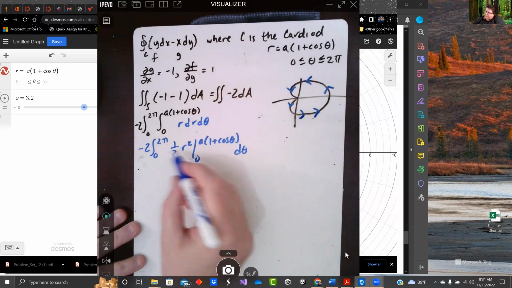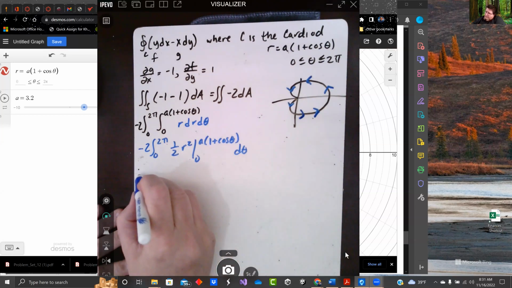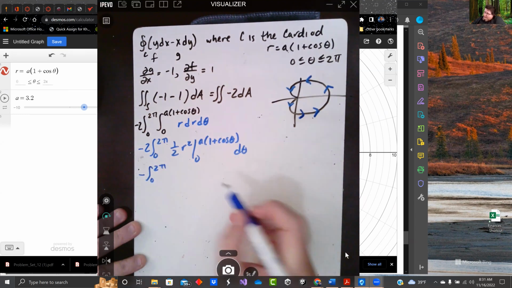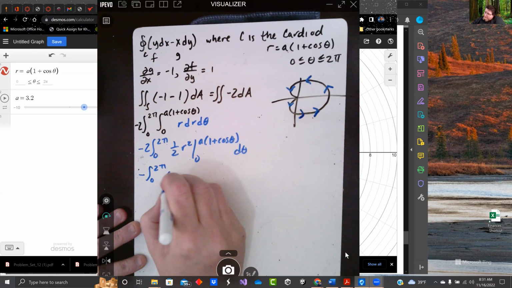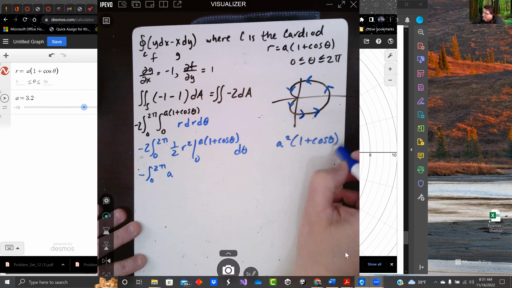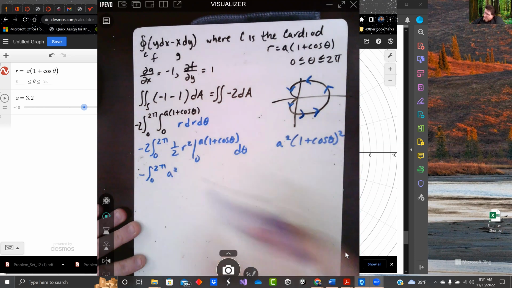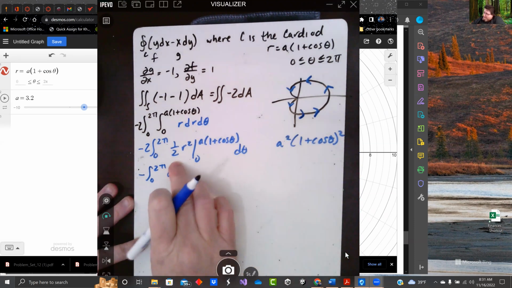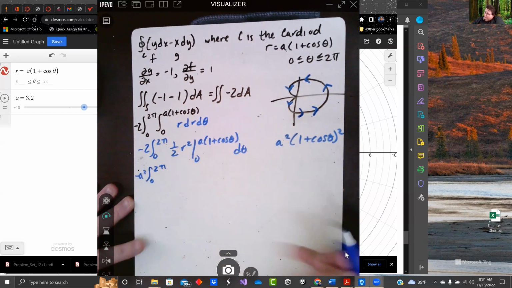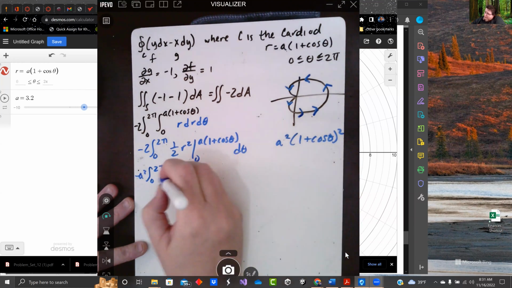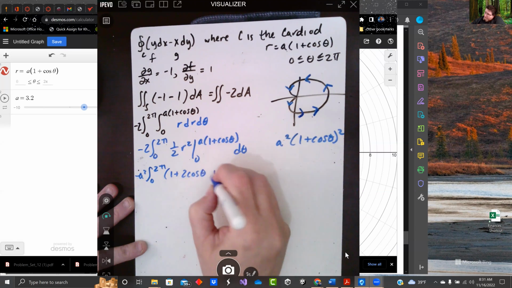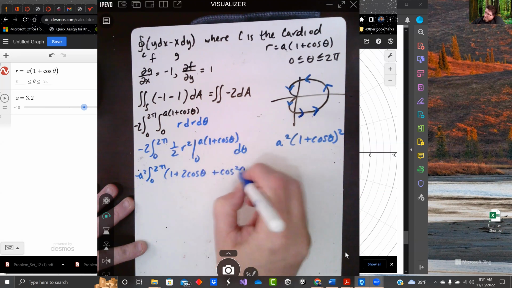All right, so the -2 and the 1/2 reduce to a negative. We've got a negative, 0 to 2 pi, a squared times 1 plus cosine theta squared. A is a constant, so I'm going to factor out the a squared out front. Now we just have 1 plus cosine theta squared inside. That's 1 plus 2 cosine theta plus cosine squared theta d theta.